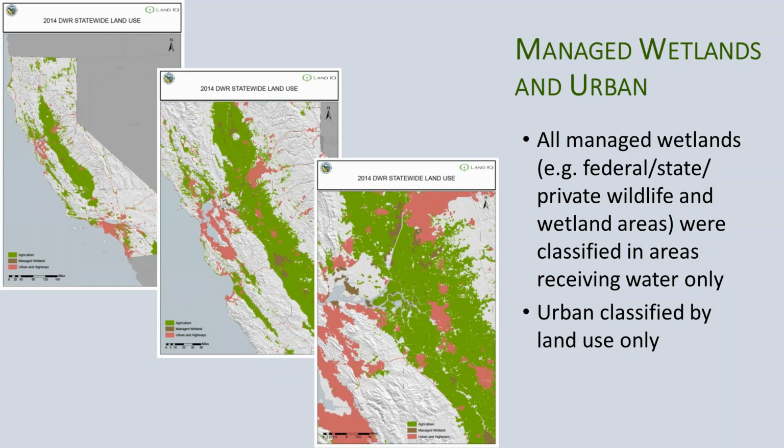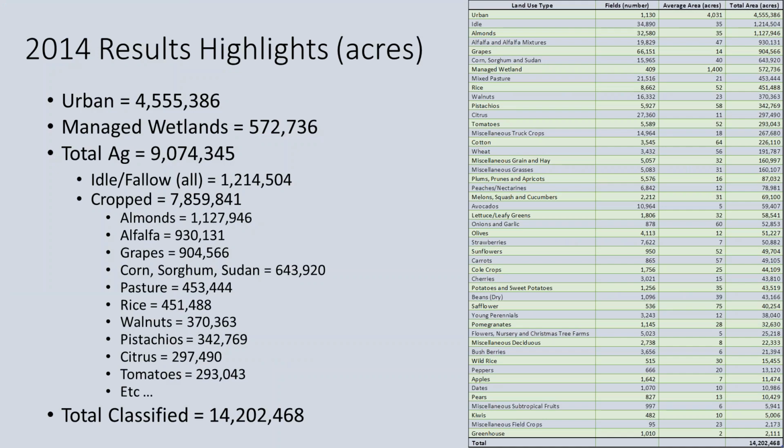And urban was classified by land use only as well, not city boundaries. That's not the boundaries used here. So you have to think of it strictly on a land use basis. I'll point out that the green is ag, the pink is urban, and the brown in here is our managed wetlands. So you can begin to see a comprehensive carpet, if you will, across areas that we care about from the standpoint of consumptive use.